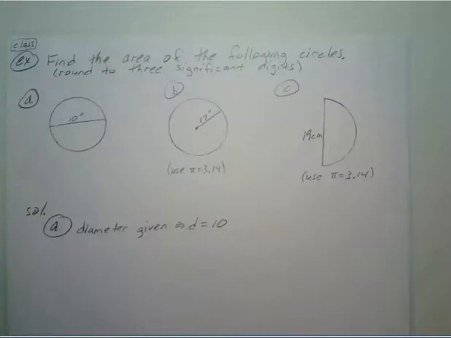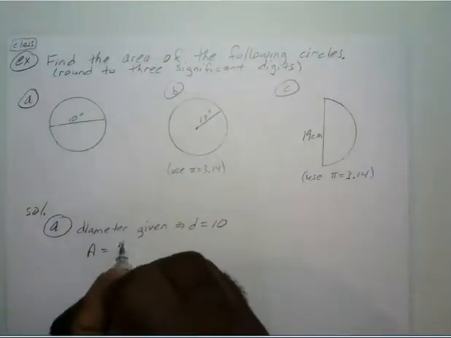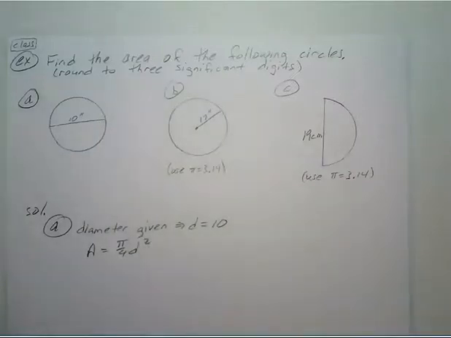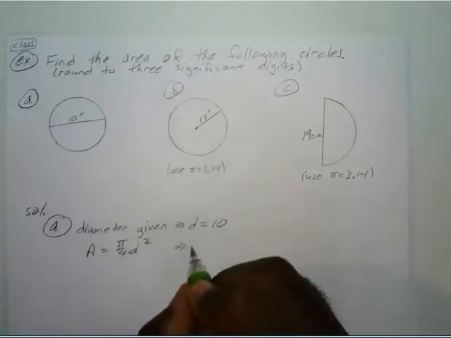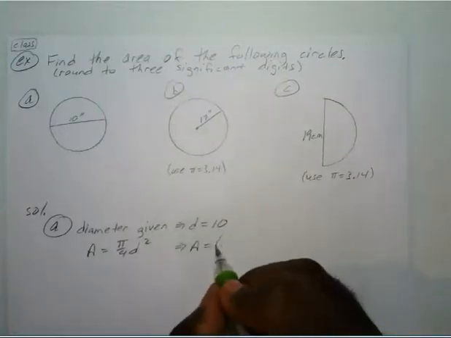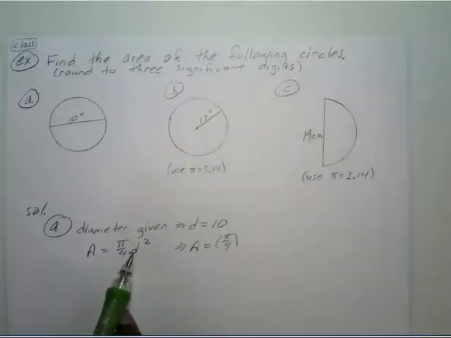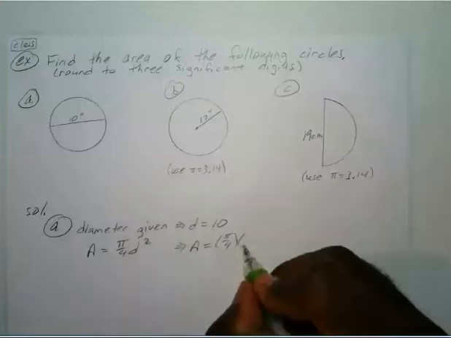Okay, so when we know our diameter, we know that the area is going to equal pi over 4 times the diameter squared. So that means your area is going to equal pi over 4 times 10. Your diameter is equal to 10, so that'll be 10 squared.